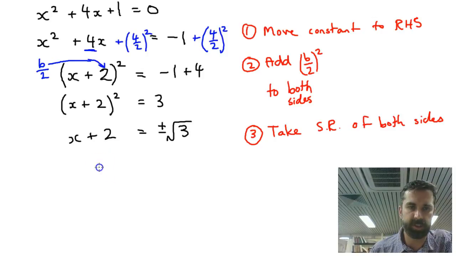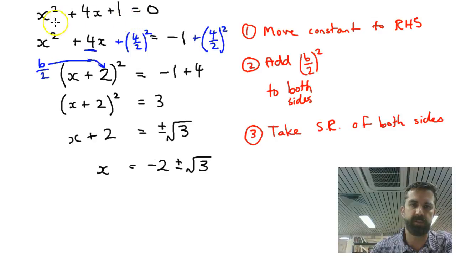Now the final thing I just need to do is take the 2 to the other side. So that's going to become negative 2 if it shifts to the other side. So my two possible answers are negative 2 plus root 3 and negative 2 minus root 3. Now as you can see, this is not a whole number, so there's no way that we could have factorised this. But by completing the square, we're able to get a solution to the equation anyway.